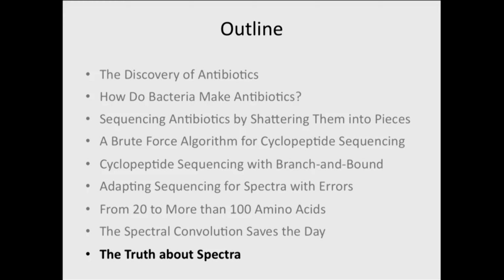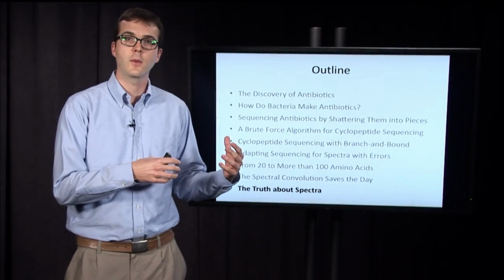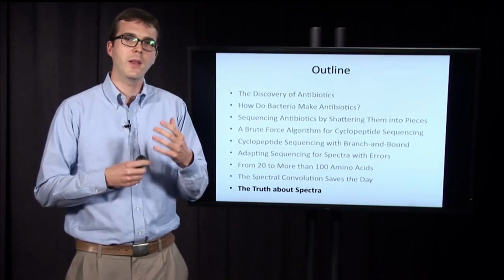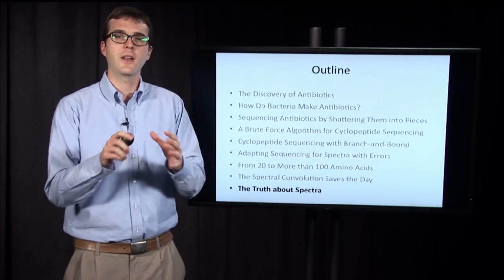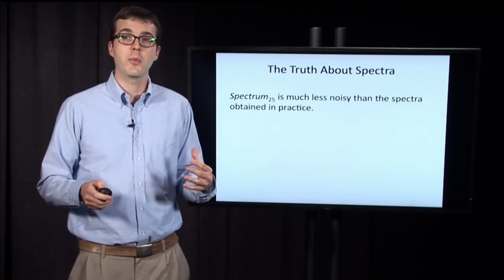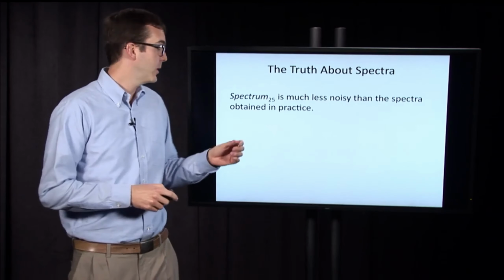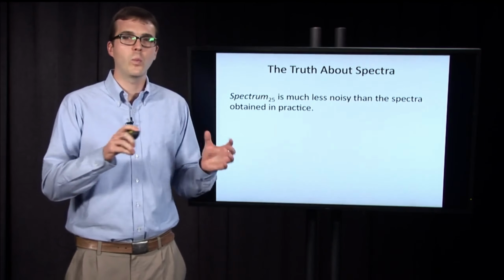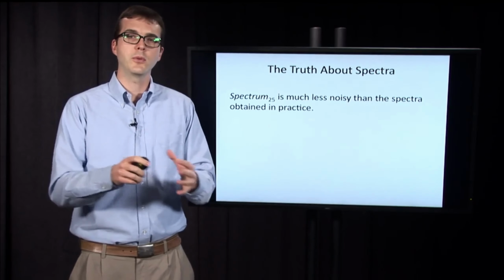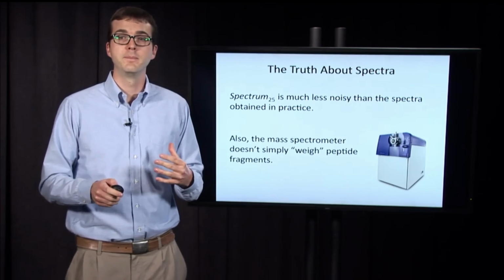OK, so we have this convolution cyclopeptide sequencing algorithm, and it works really well on the hypothetical spectra that we've considered. But these spectra aren't necessarily representative of spectra that we might encounter in practice. In particular, we had 25% false and missing masses. And that's much less noisy than what we will be able to obtain from practical spectra.